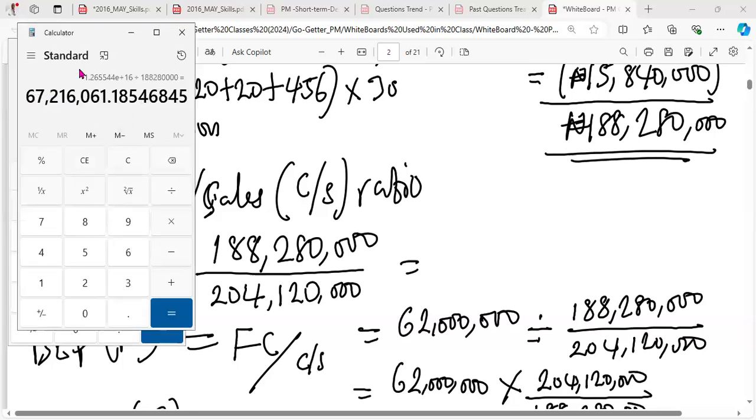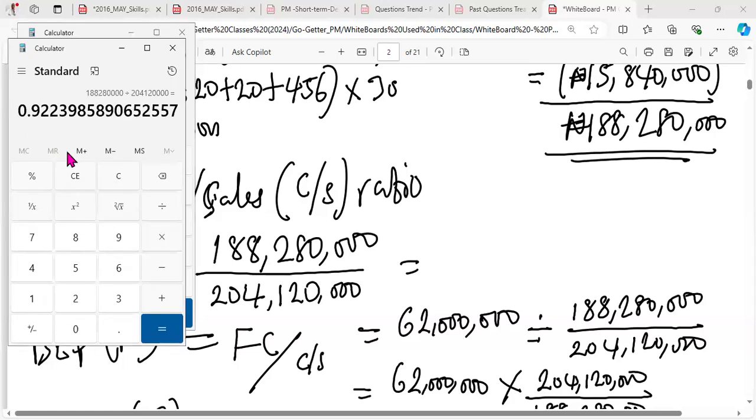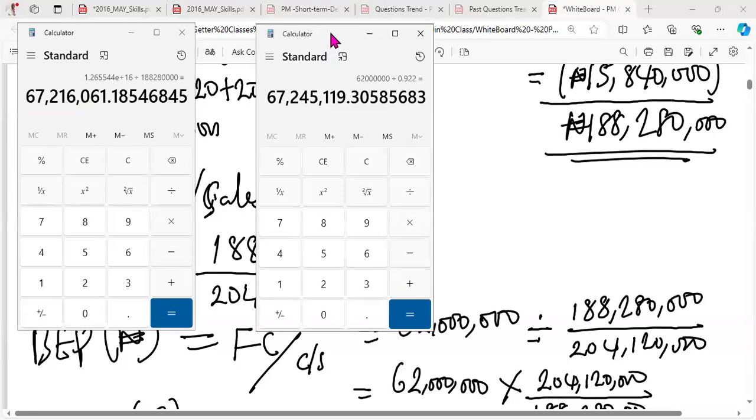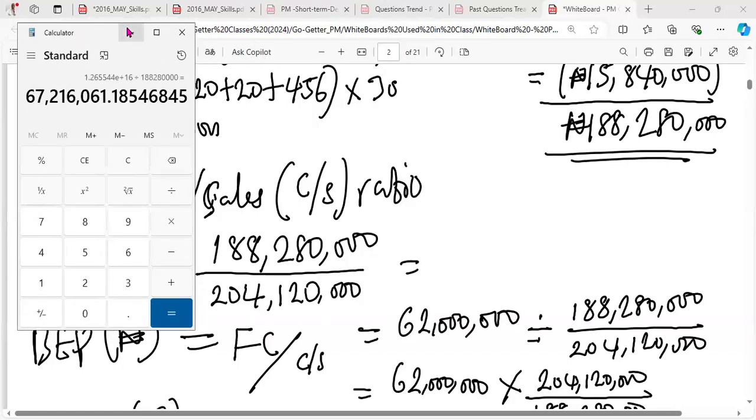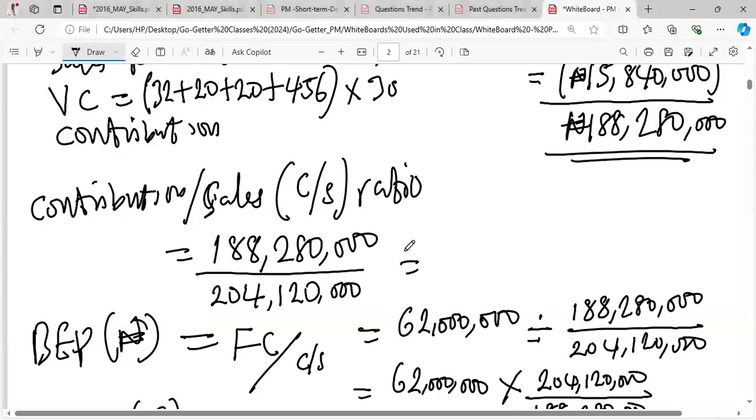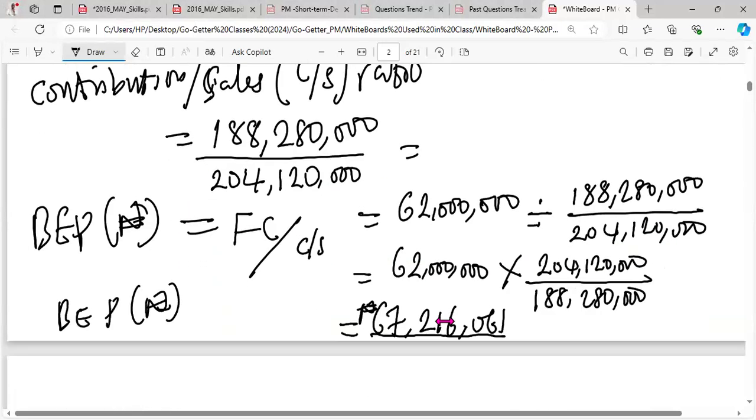So let's leave this answer as it is now and come here and say 62 million divided by 0.922. It's still the same thing. It's just a rounding error. It is the same thing that you've got. Now, the reason why I didn't use it is because I don't want to round this yet. This 188,240 that I used here, divided by this, is still the same thing as 0.922.